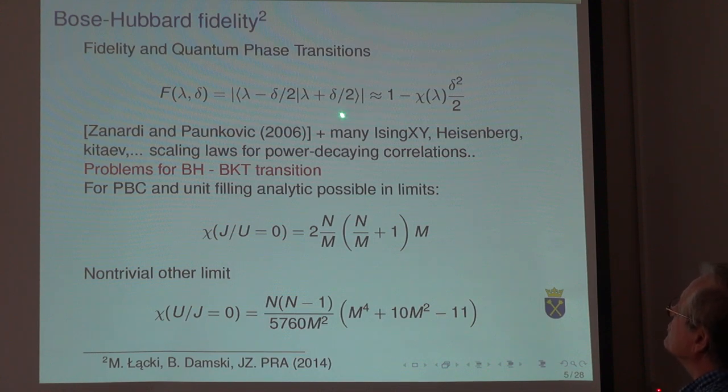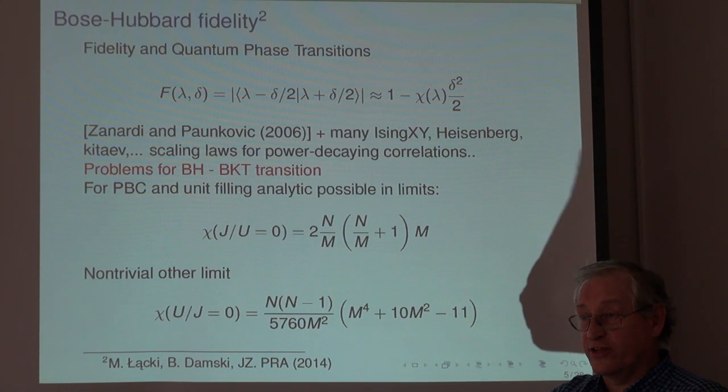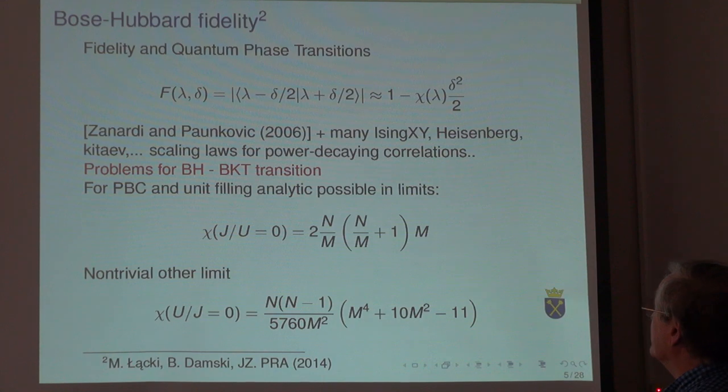One thing one can do is try to find it analytically. The problem with Bose-Hubbard is that almost nowhere can you find anything analytic. One limit is somehow trivial. For J going to zero, we have what condensed matter people call the atomic limit, which means that the sites are decoupled and you can calculate everything on one site. Then one can find that this quantity is given analytically by such a formula, where n is the number of bosons and m is the number of sites. So you see that it is extensive in m.